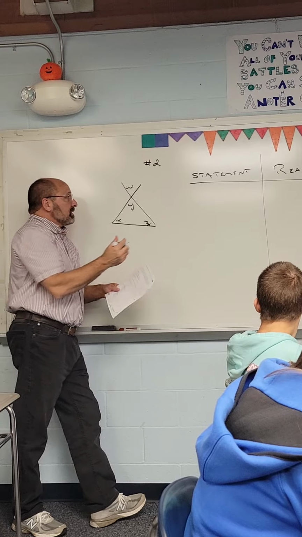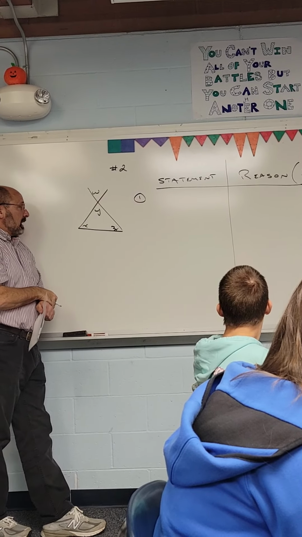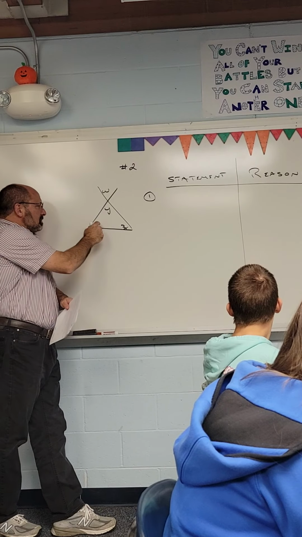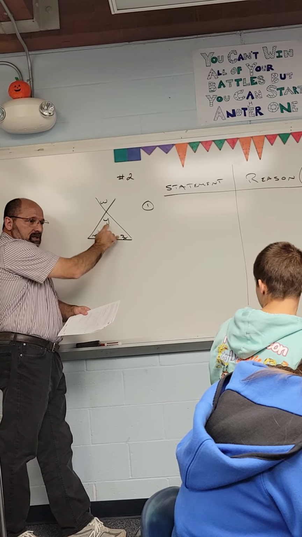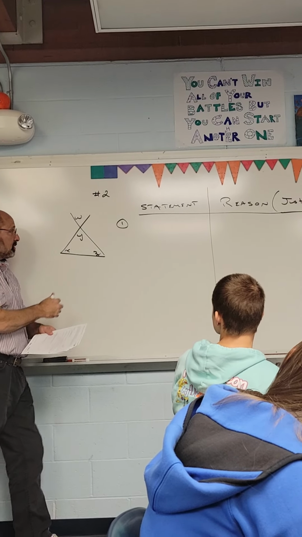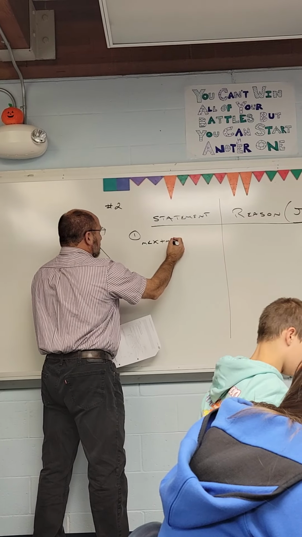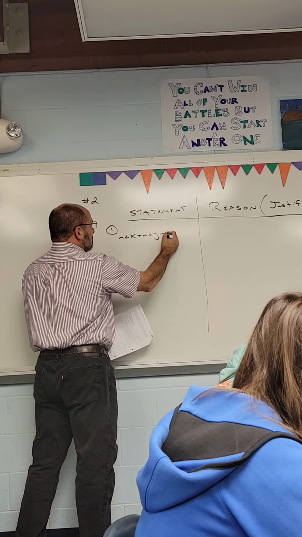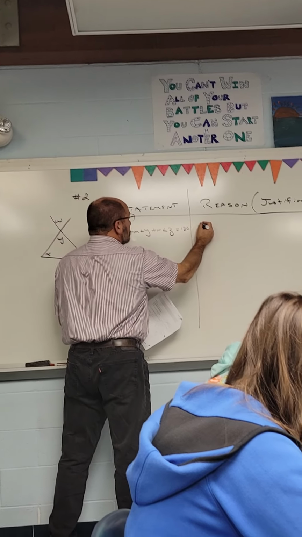So we need to start with a statement of fact, something that we know to be true. Hopefully most of us would start right here, because it's a triangle and the 3 angles in the triangle have to sum to 180 degrees. So I could start with the measurement of angle X plus the measurement of angle Y plus the measurement of angle Z equals 180 degrees.